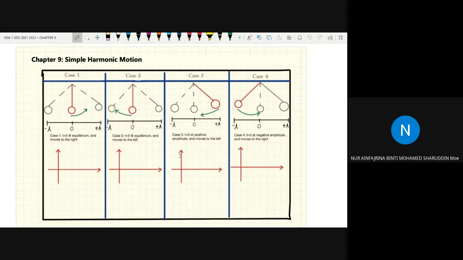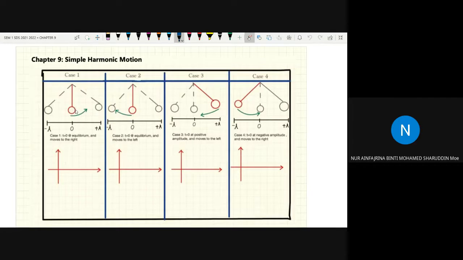So let's look. Before Miss akan proceed dengan the learning outcomes and everything, just kita tengok dulu. We have 4 cases for simple harmonic motion. Okay, the first case is when time equals to 0, your object is at equilibrium. So here, equilibrium is when your time equals to 0. So here, in the middle is equilibrium.